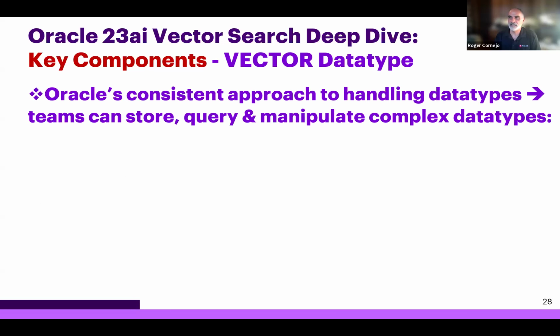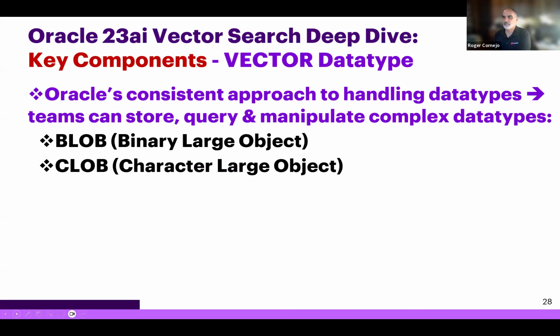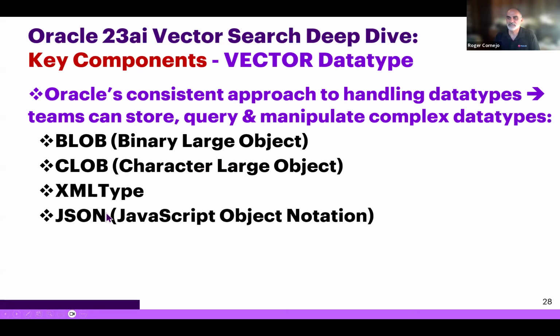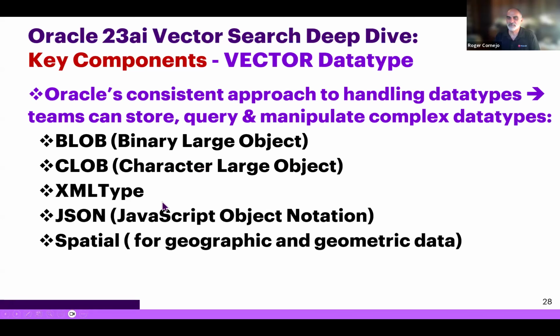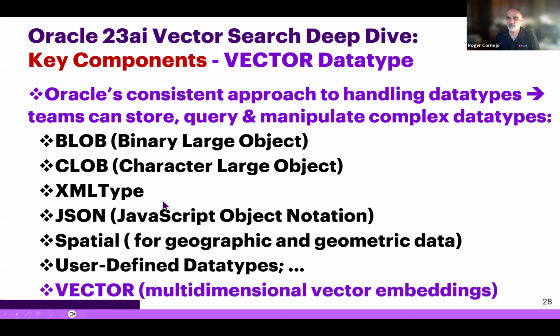Of course, Oracle has had this approach of supporting many different types of data types in the database. BLOB and CLOB were added many years ago, but they weren't present in earlier versions of Oracle. XMLType was added, JSON, other data types for spatial, user-defined data types, etc. And now there's a vector data type for the multi-dimensional vector embeddings. So Oracle really is just using their consistent pattern to introduce this technology into the database.